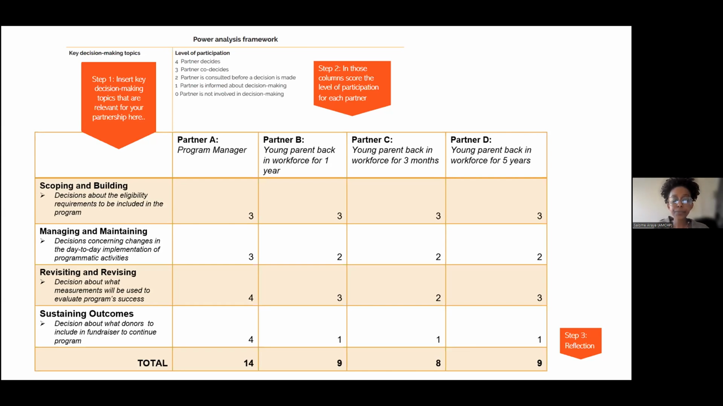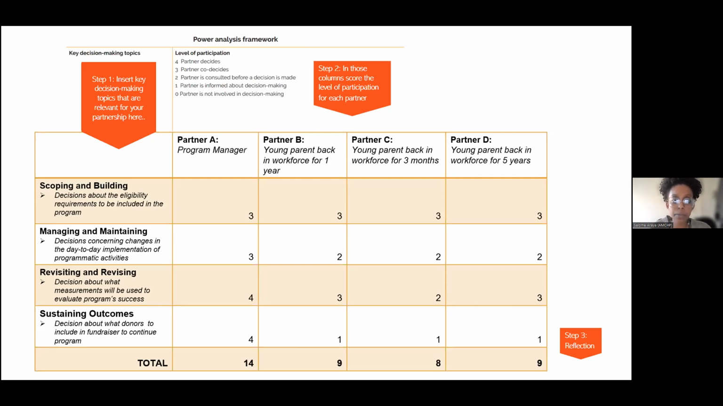And so we identified who our partners are going to be, and based off of these, we scored our partners. And so you can see that for the majority, there is a little consensus. When you look at revisiting and revising, you'll see that the program manager scored to be a decider, partner decides, and the young parent scored to be 3, which means that they are a co-decider.